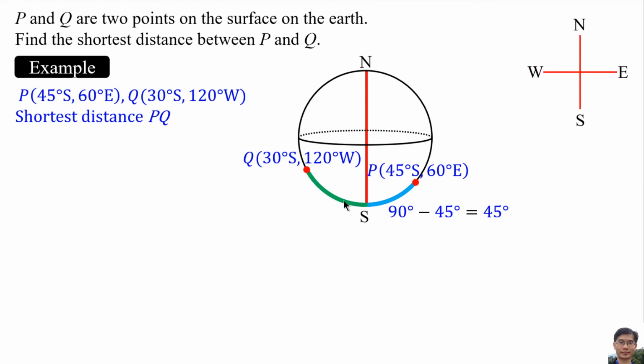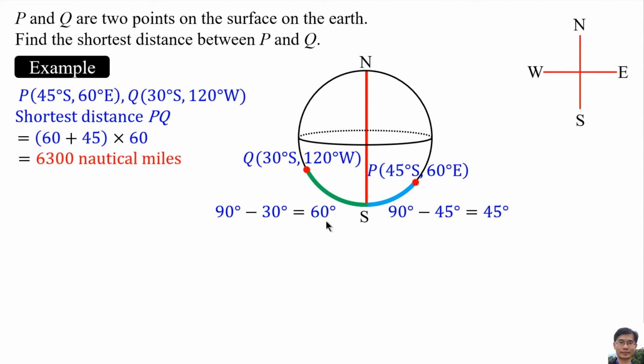And the angle from Q to South Pole is, from here to here is 30 degrees, and from equator to South Pole is 90 degrees. So the angle from here to South Pole is 90 minus 30, and we get 60 degrees. So the total distance is 60 degrees plus 45 degrees. Then we times 60 to change it into nautical miles. So the shorter distance is 6,300 nautical miles.